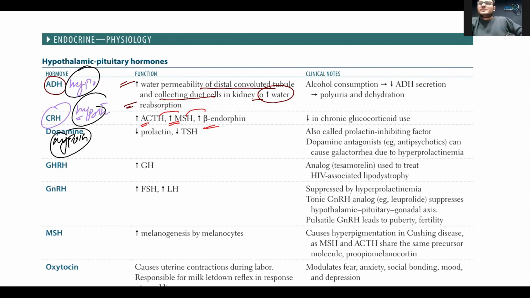Hypothalamus. This is also called prolactin inhibiting factor. It is an antagonist of prolactin, released from the hypothalamus, and decreases prolactin from the anterior pituitary. Super high yield, it is an antagonist of prolactin. Also, a super high yield point is that it also inhibits TSH, thyroid stimulating hormone, from the anterior pituitary. So it inhibits prolactin and inhibits TSH. Most students don't know about this, so you should know this is also inhibiting TSH.